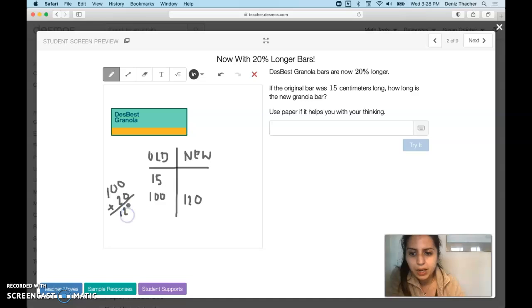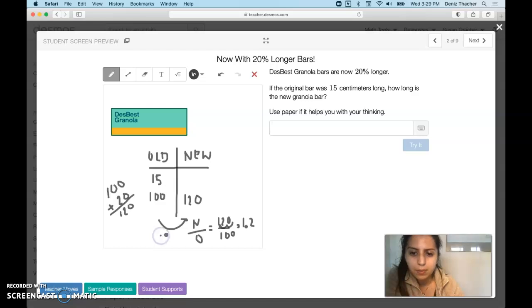So again, this is a percent increase, so it's going to be over 100. Now, I need to figure out what I can multiply 100 by to get to 120. And I can do that by dividing the new over the old. So that means I want to divide 120 by 100 to find my COP. And 120 divided by 100 is 1.2. So maybe you notice that you're just moving the decimal place 2 places to the left. So this means that 100 times 1.2 is 120.